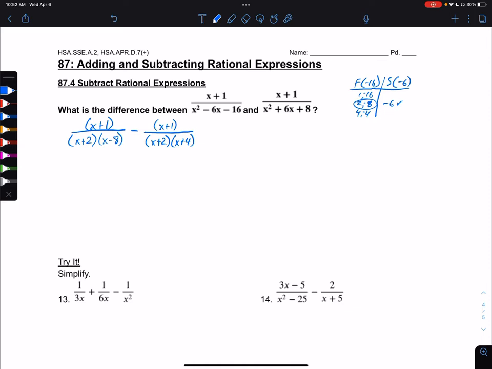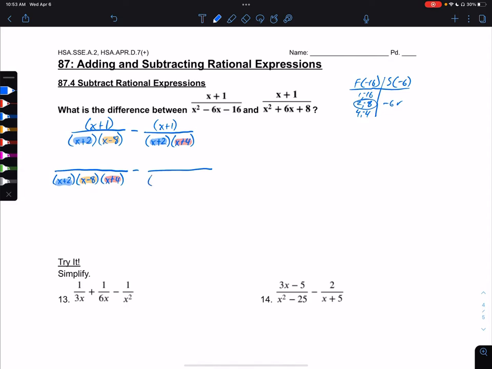Now we're going to look for our common denominator. So common denominator, I'm going to take all of the terms from the first fraction. So I'm taking the x plus 2 and the x minus 8. And then the second fraction, or rational expression, I have an x plus 2, which I've already accounted for, and I have an x plus 4. Okay, so I'm going to put that x plus 4 there in the denominator. So that would be my like denominator or common denominator.